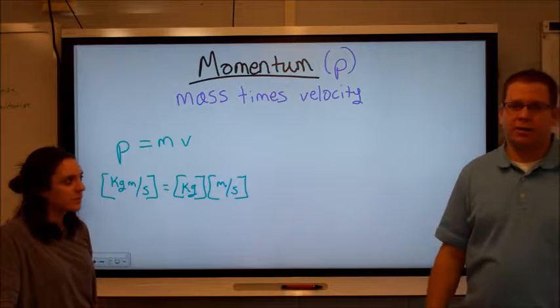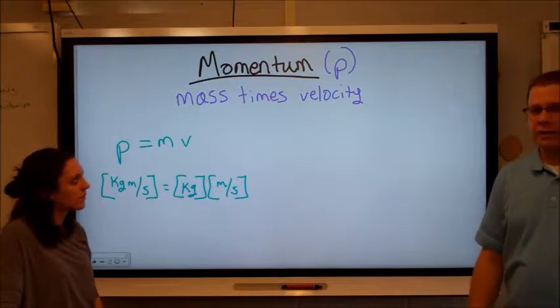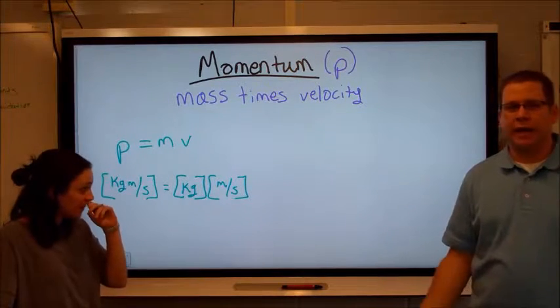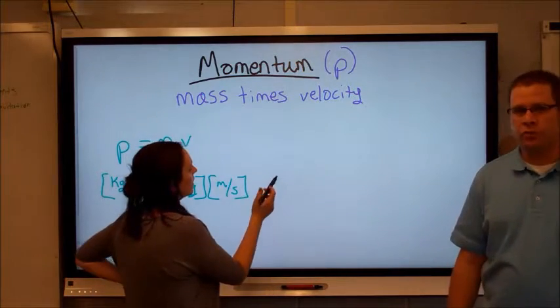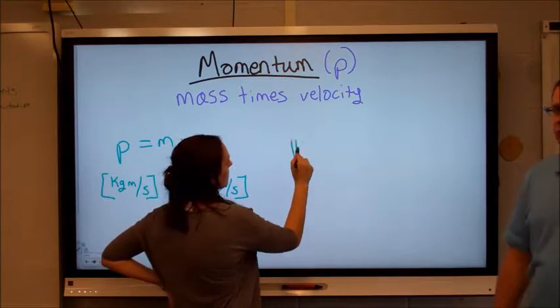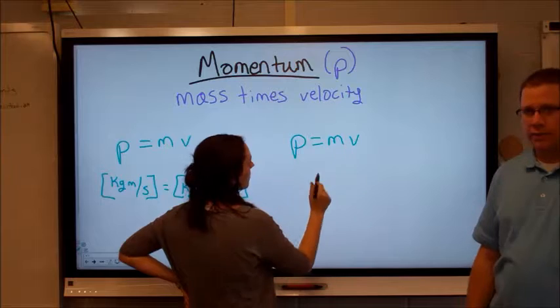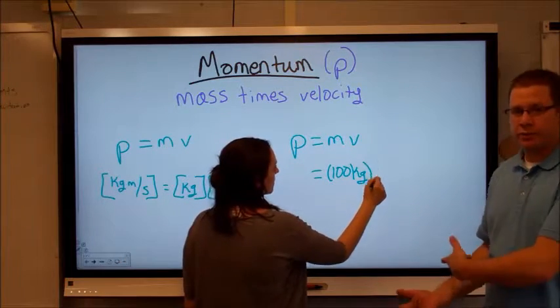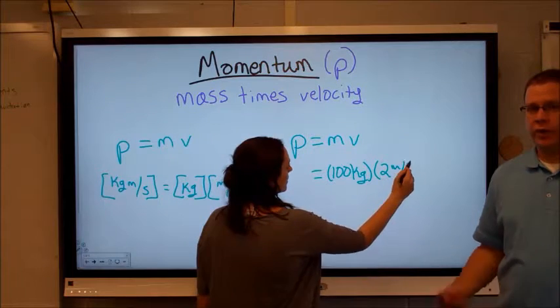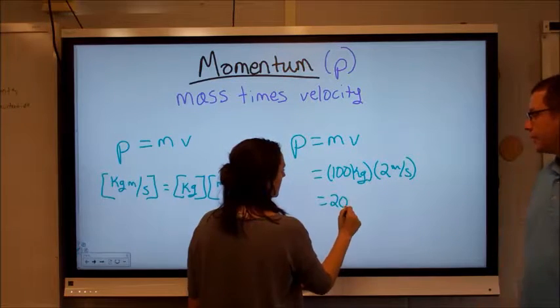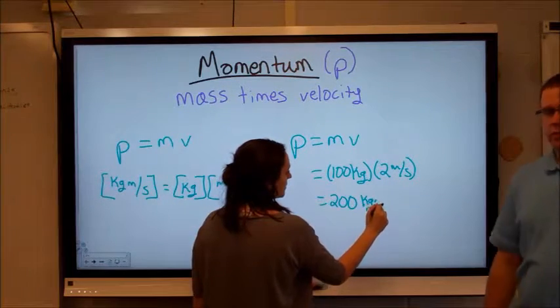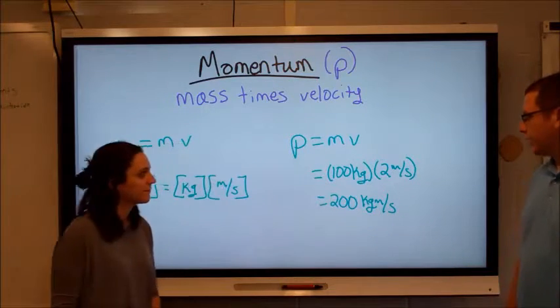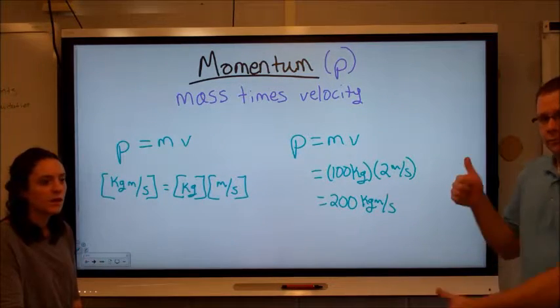So let's do a quick practice. What is the momentum of a 100 kilogram student running at 2 meters per second? Well, you would write out p is equal to m times v. Take that 100 kilograms of mass and multiply it by 2 meters per second, and get 200. And the units would be the units of momentum, kilograms times meters per second.